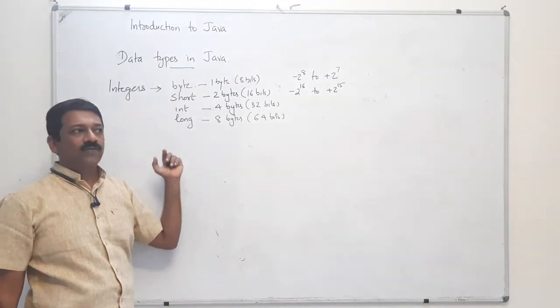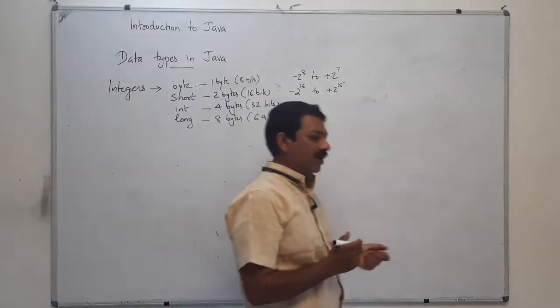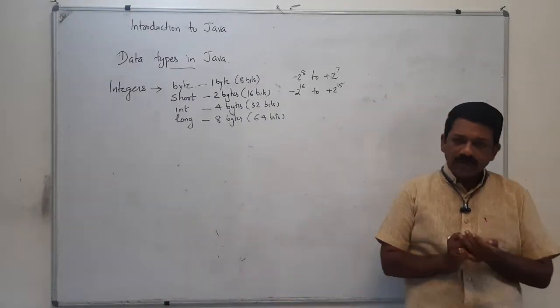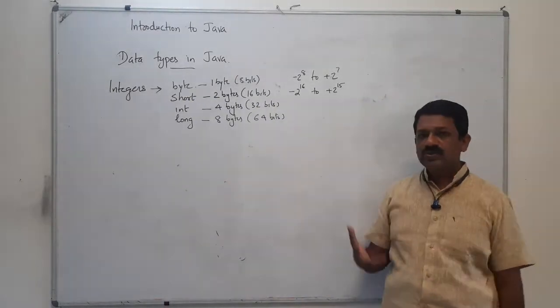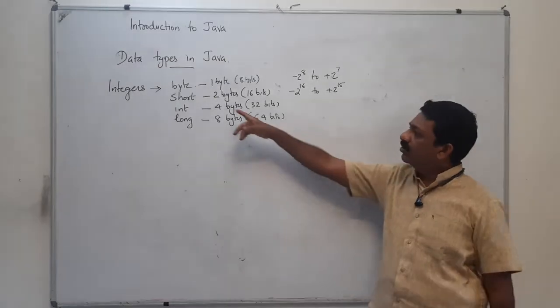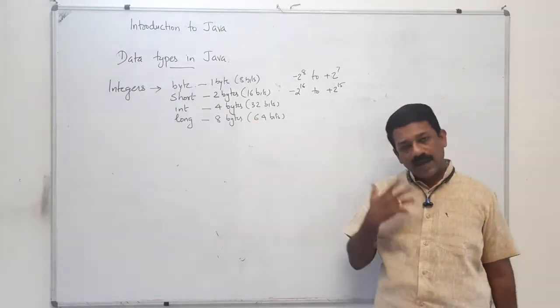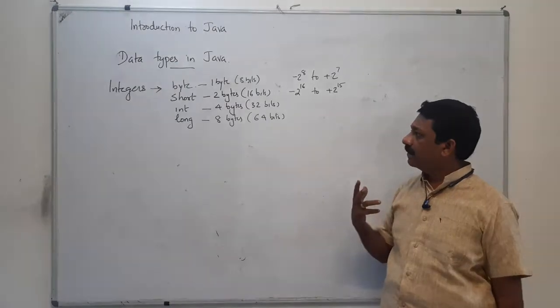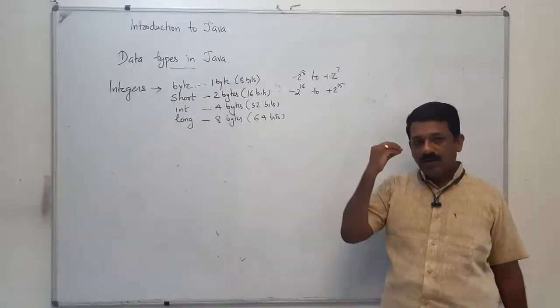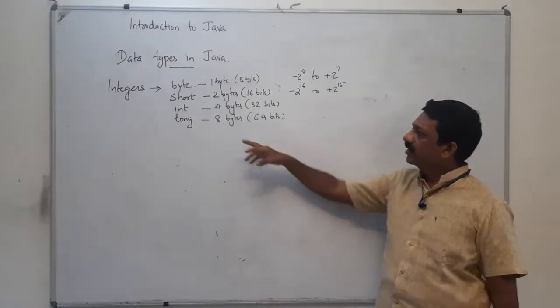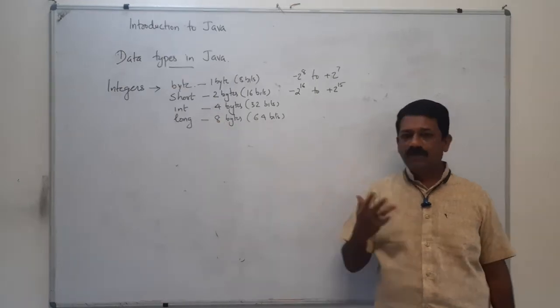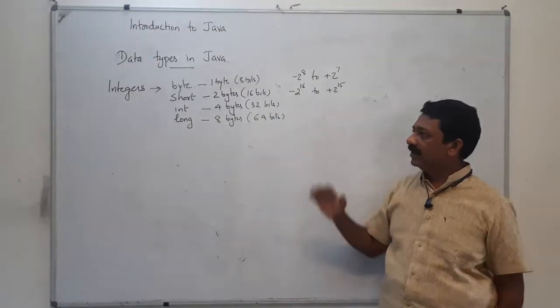Depending on your application, you can use byte, short, int or long. Suppose the maximum value of a particular variable is 1000, then you need to go for short. If the maximum value may be say 1 lakh or 10 lakh or something like that, you can use either int or long depending on the application.